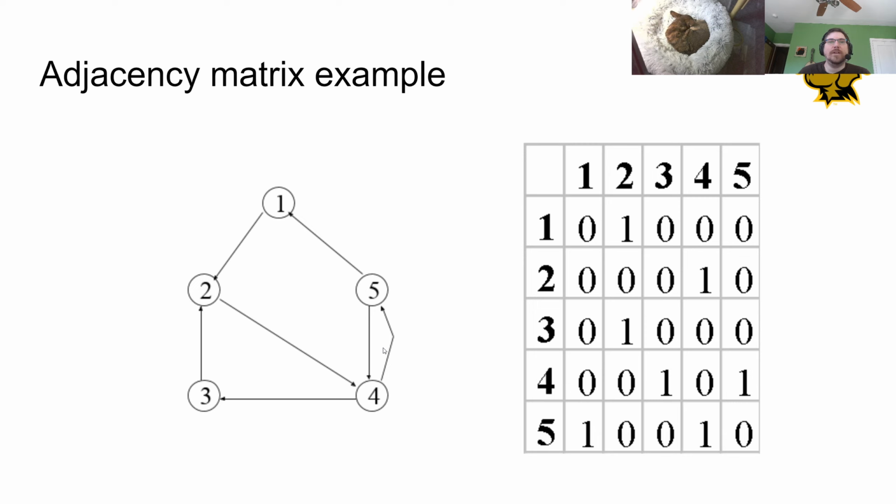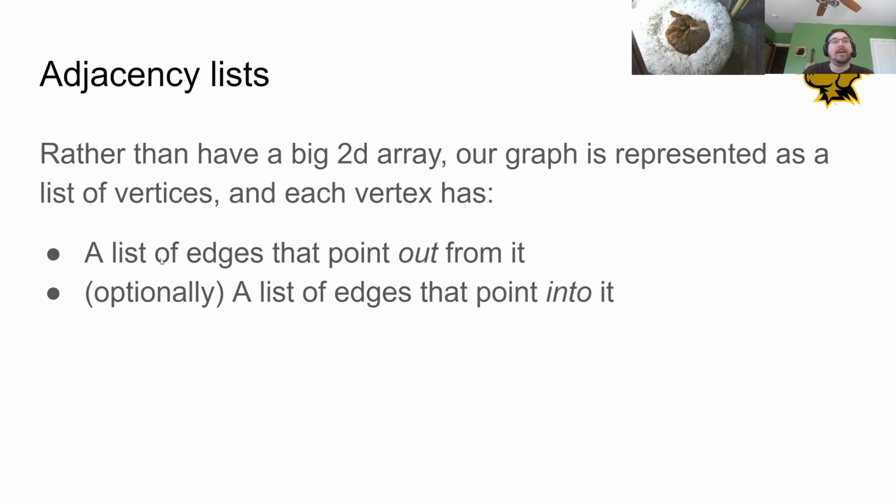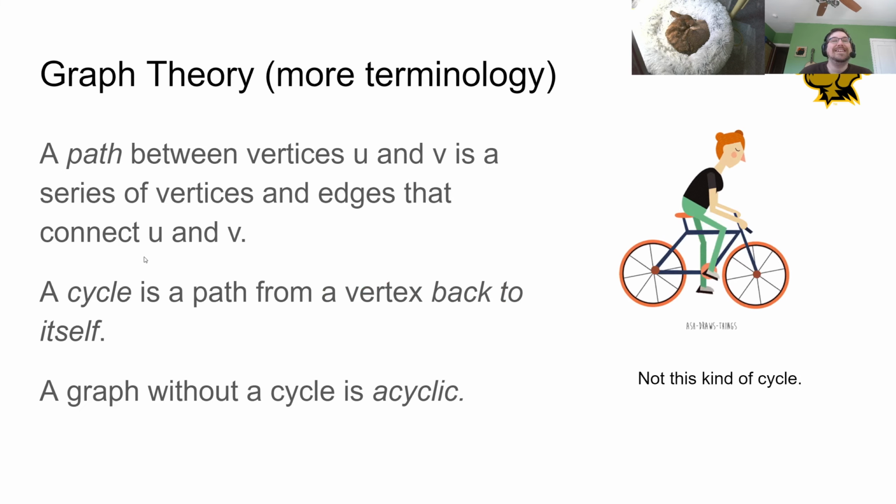So if I wanted to go from 1 to 3, I could go 1, 2, 4, 3, or I could go 1, 2, 4, 5, 1, 2, 4, 3, right? And so we have to be careful of these things. They're called cycles, which is a path from a vertex back to itself.